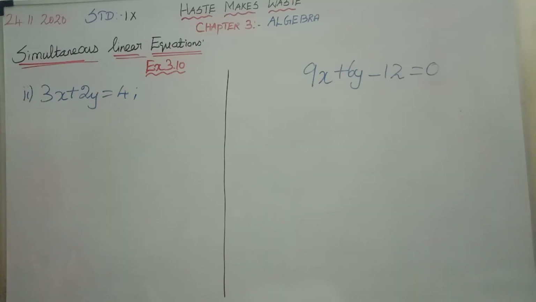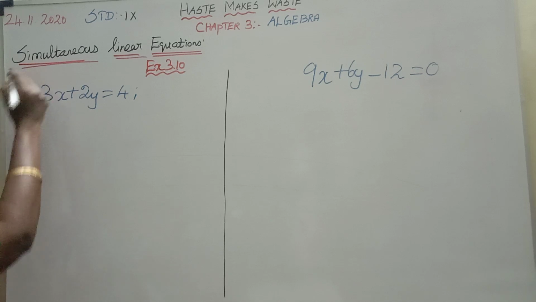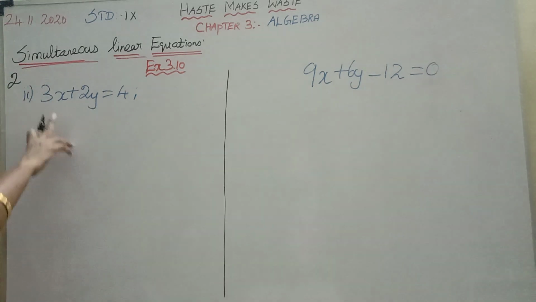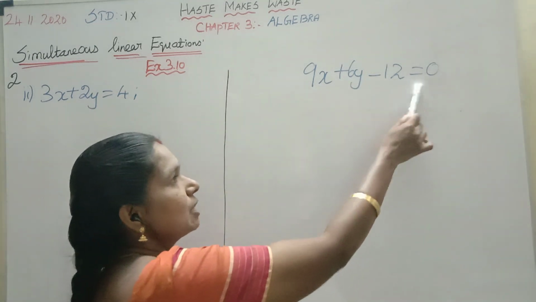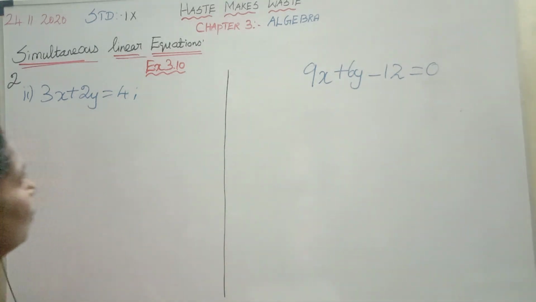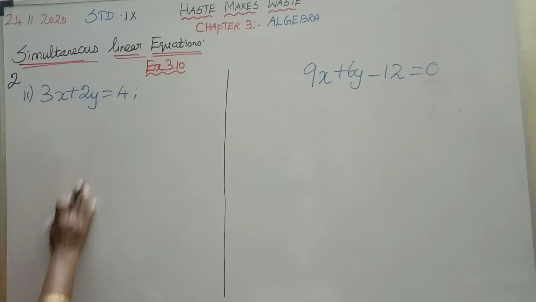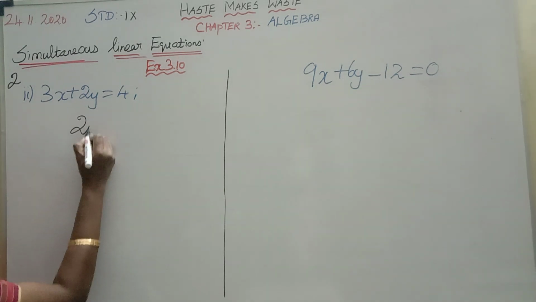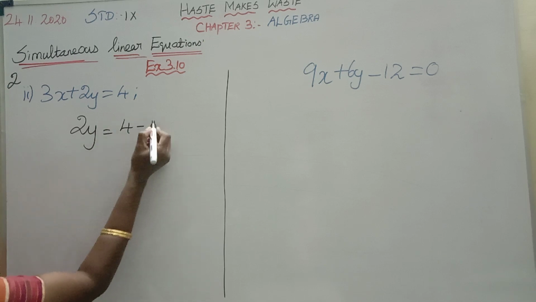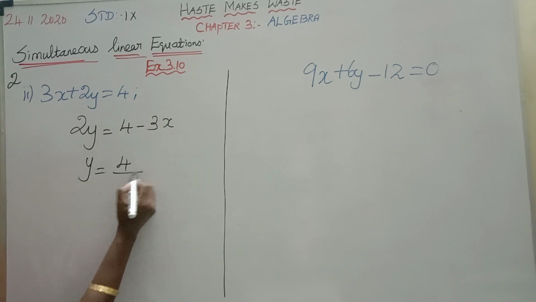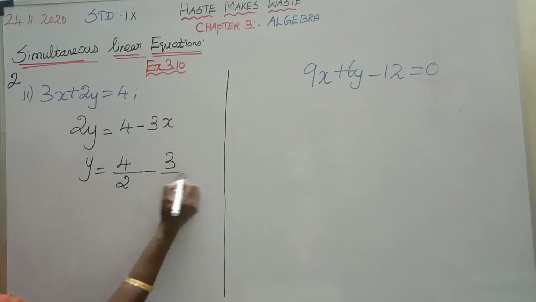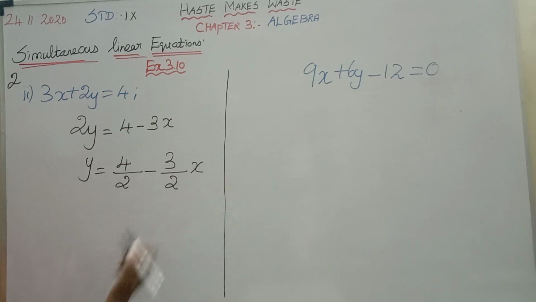Exercise 3.10, second Roman, second sum. Solve graphically: 3x plus 2y equal to 4 and 9x plus 6y minus 12 equal to 0. First you have to convert into y equal to mx plus c form. So 2y equal to 4 minus 3x. Then y equal to 4 by 2 minus 3 by 2 of x.